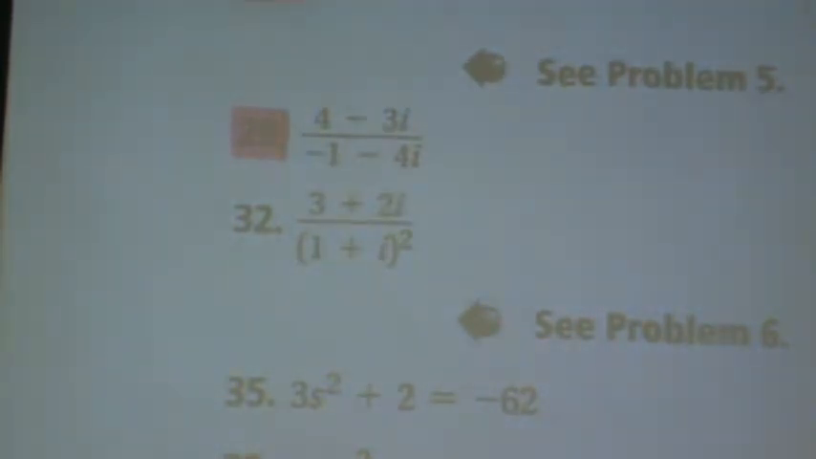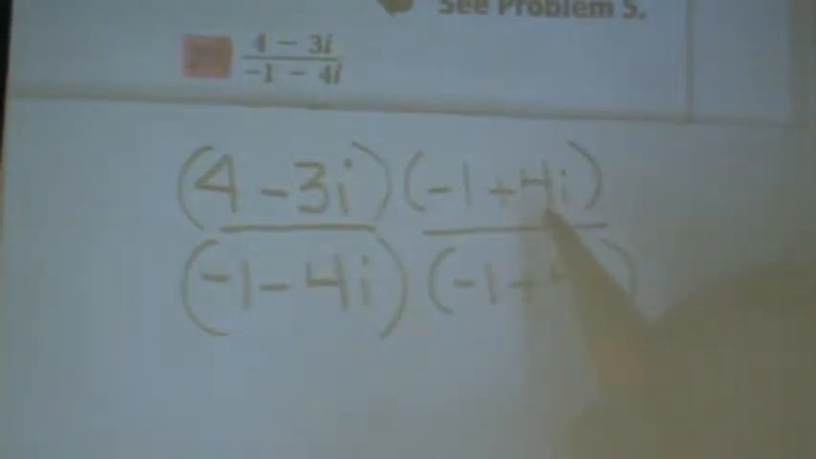What you have to do is you've got to get rid of the radical in the denominator, the i. So you have 4 minus 3i over negative 1 minus 4i. Now, what I like to do, it helps me, I put parentheses around everything. Keep those together. Now I need the conjugate. Negative 1 plus, thank you, it's negative 1 plus 4i.